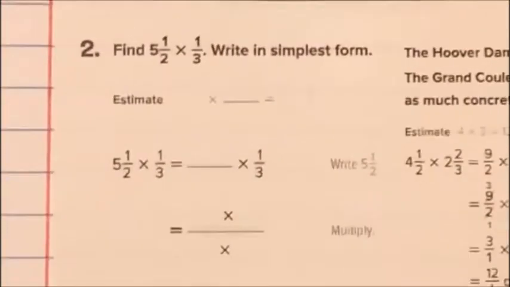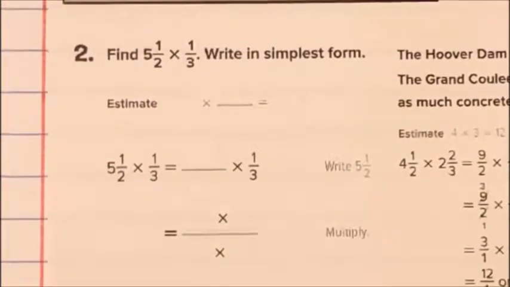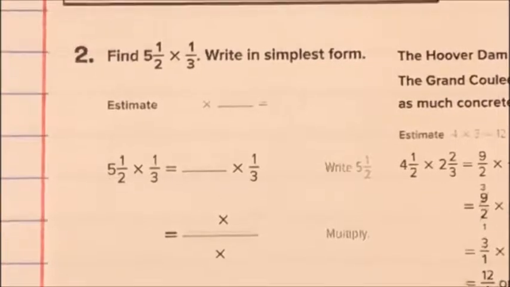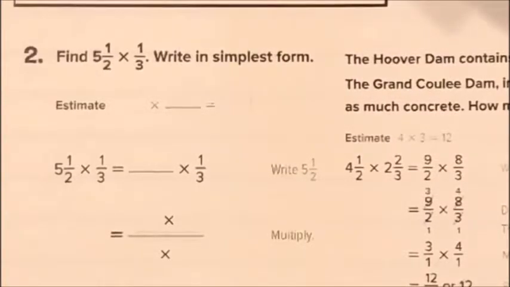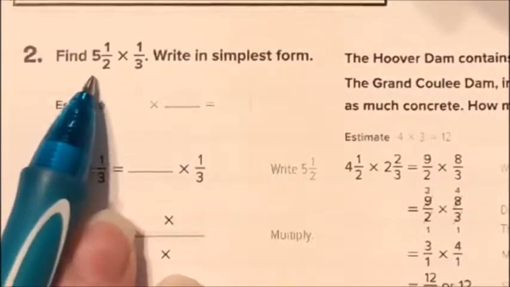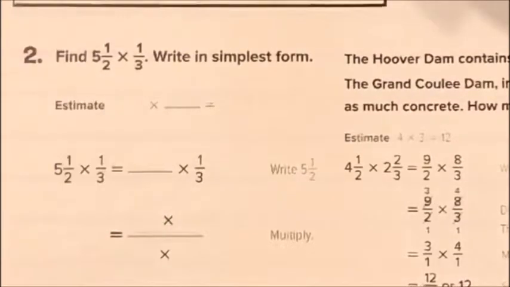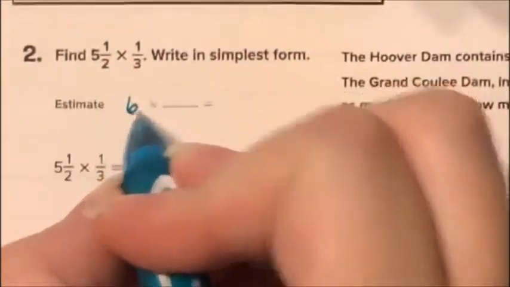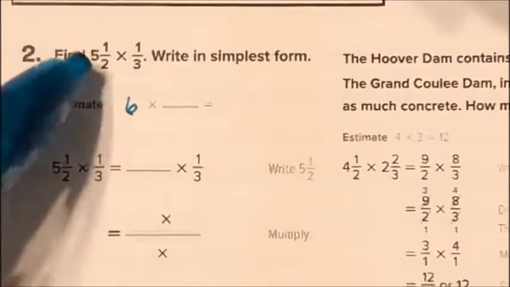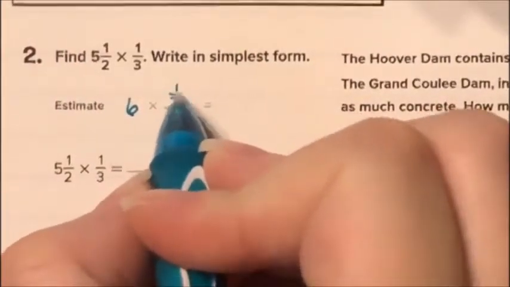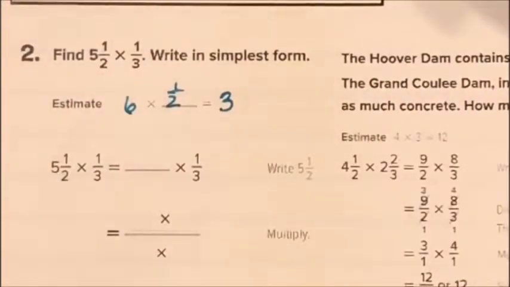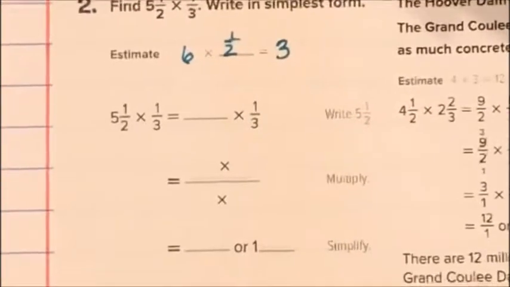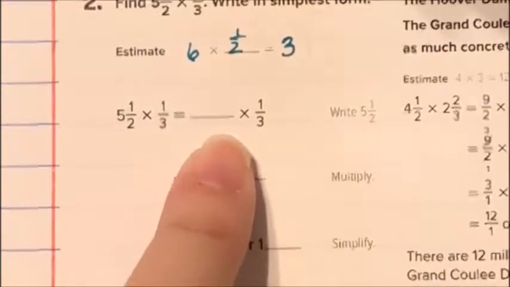Example number 2. Find 5 1/2 times 1/3. Write in simplest form. Okay, so if I'm going to estimate, 5 1/2 is close to, we'll say 6, and 1/3 is close to 1/2. So I have 6 times 1/2, half of 6 is 3. Okay. So 5 1/2 times 1/3 equals blank times 1/3.